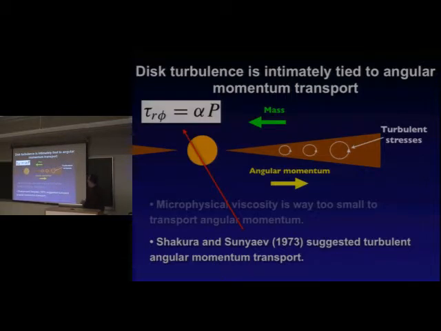And this is the development of the so-called alpha model, where the viscous stress tensor, or the turbulent stress tensor, I should say, is proportional to the thermal energy, and the constant of proportionality is this alpha here, which any disk theorist will have heard about at some point in their lives. This is a dimensionless quantity that quantifies how much angular momentum transport you get.